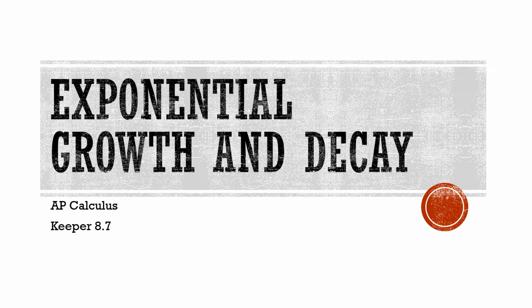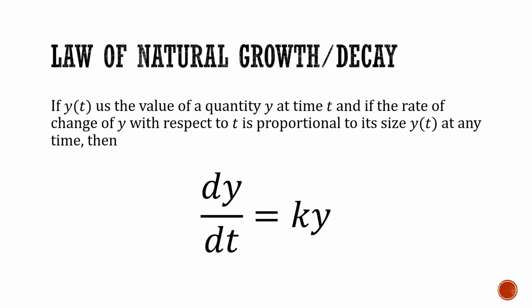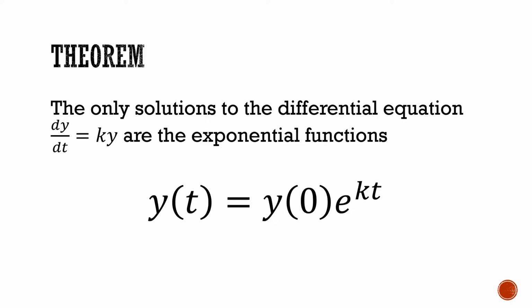Section 8.7, exponential growth and decay. Our law of natural growth and decay is given by dy/dt = ky. And the theorem that we need to know for this, using that law, is y(t) = y(0)e^(kt), which you kind of saw back in the day when you did compounded interest in Algebra 1.